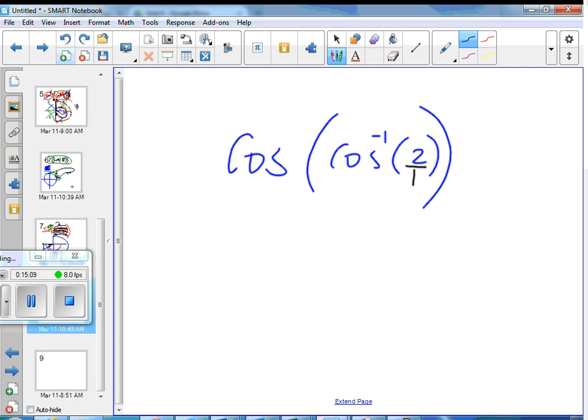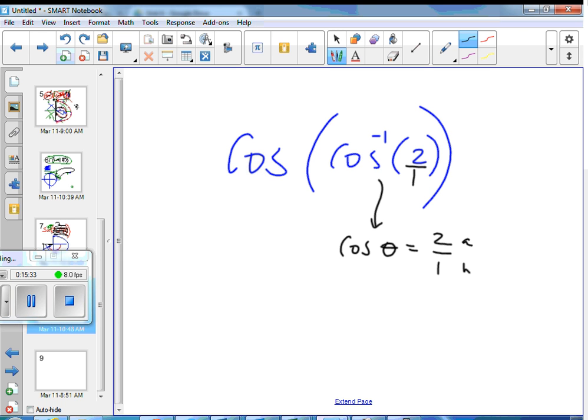So hopefully your first step was to rewrite it. If you haven't already rewritten it, rewrite it. You go, okay, I got to be cosine of some angle is 2 over 1. How many people got that far? Okay, good. So now what? Cosine's adjacent over hypotenuse, right? Tell me what's wrong with this.